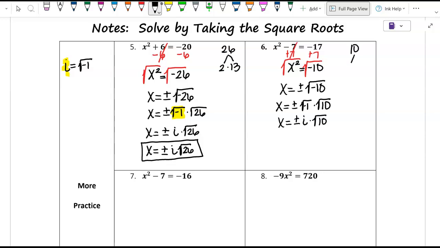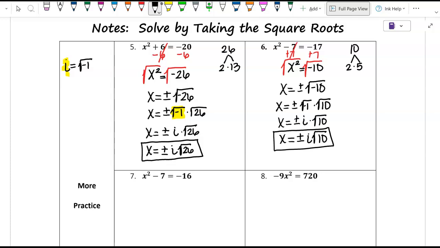If I do a factor tree of 10, the only factors are 2 times 5. Neither is a perfect square. So we just have x equals plus or minus i radical 10 as our answer.